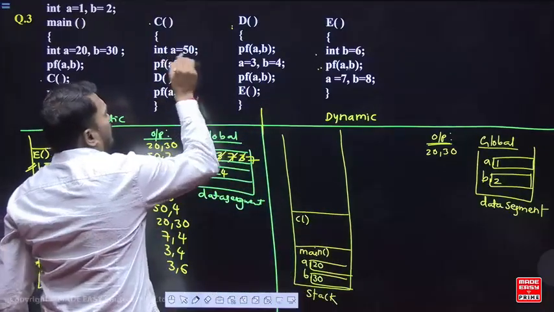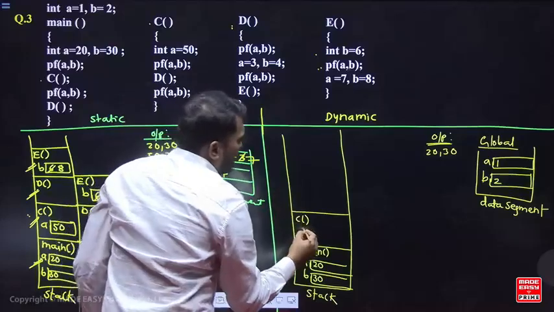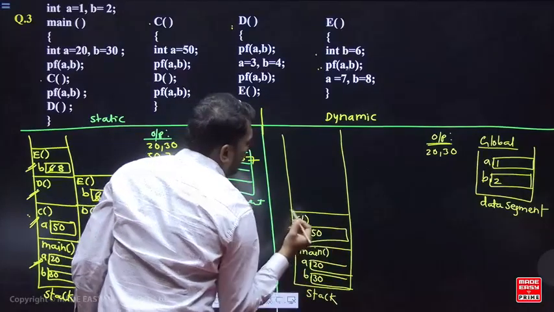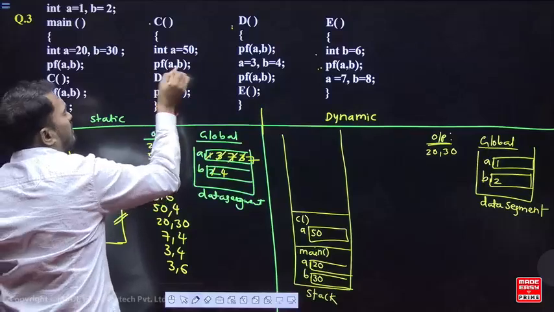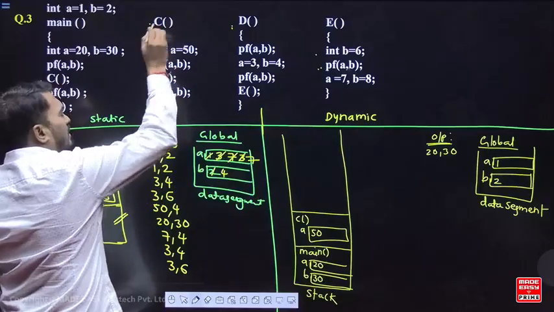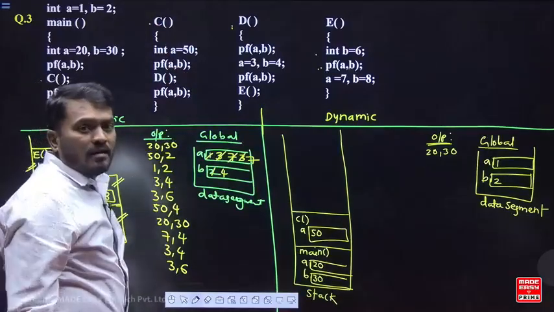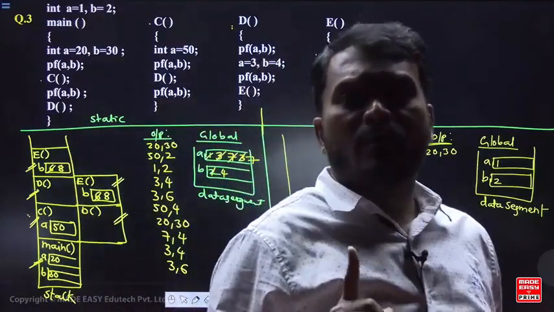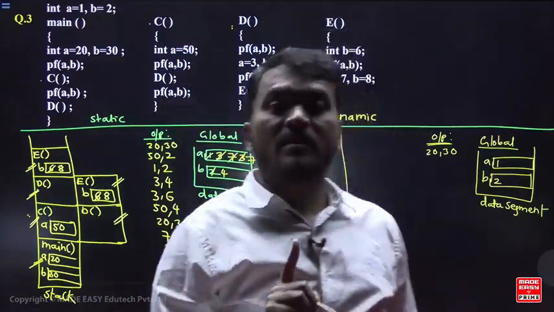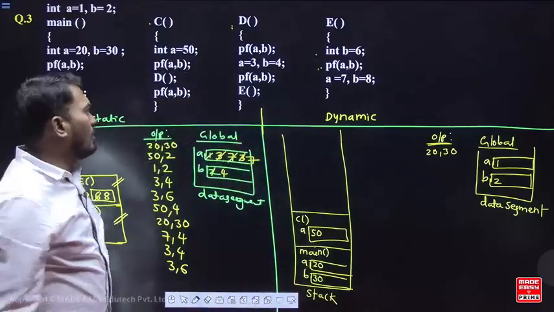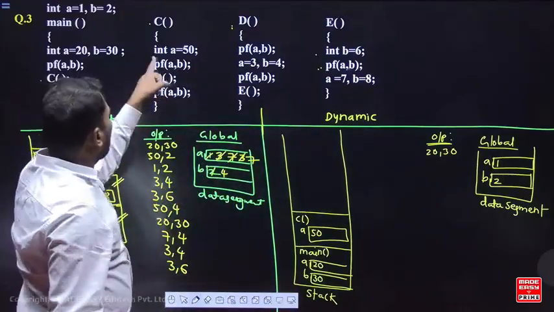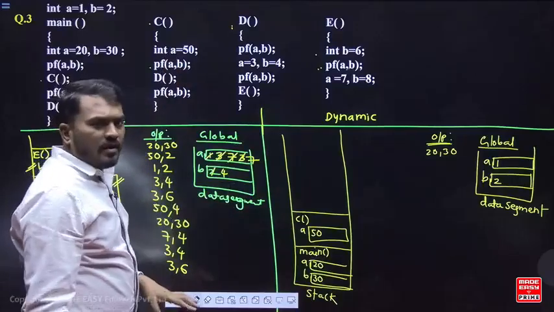In the function C, A equal to 50 is a local variable, so memory is allocated for the local variable. A is 50. Next you say printf A comma B in the function C. Listen carefully. In dynamic scoping, many students make mistakes. When you say A equal to 50, that is a local variable, memory allocated.